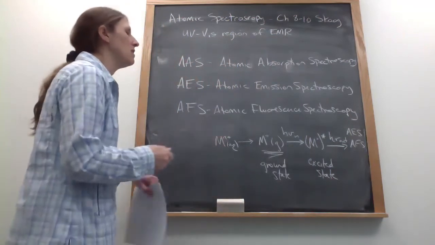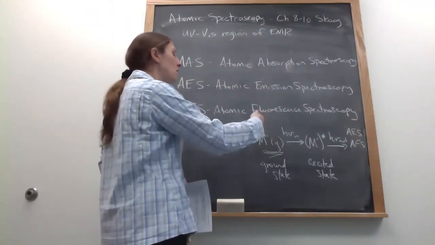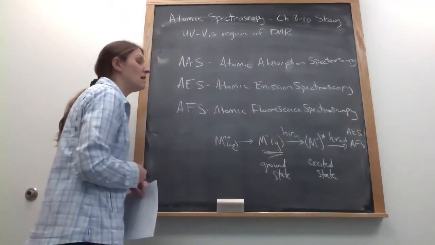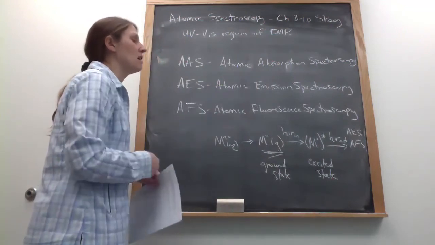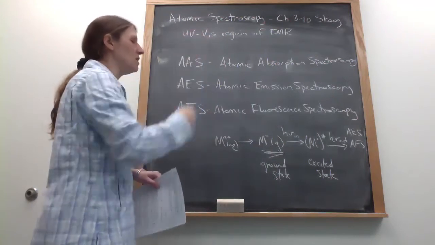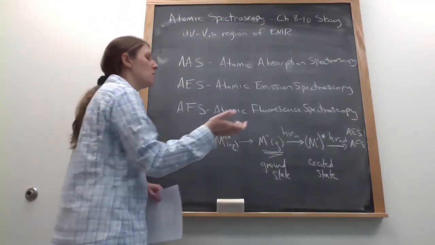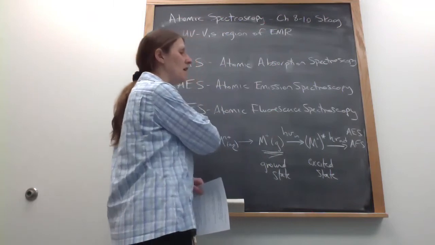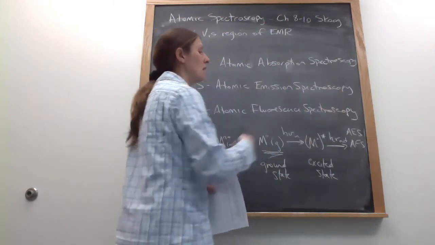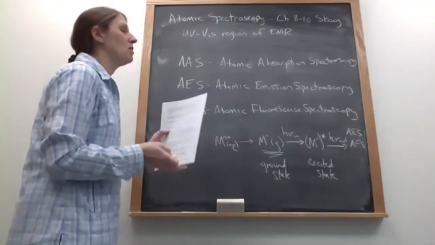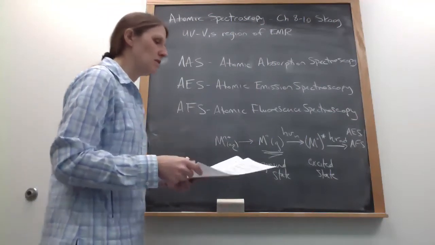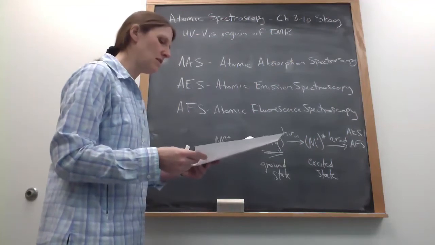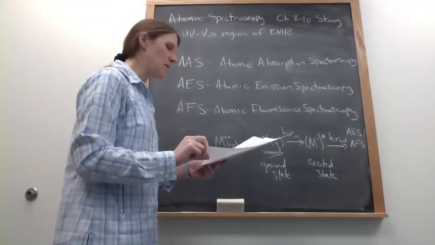But all of these deal at some point with getting to a neutral metal in the ground state as a gaseous atom so that it can come in contact with light in that UV-vis region, absorb, and get to an excited state. Once we're in that excited state, then we can potentially get to emission or fluorescence. And we'll talk about the major differences between emission and fluorescence in just a little bit.